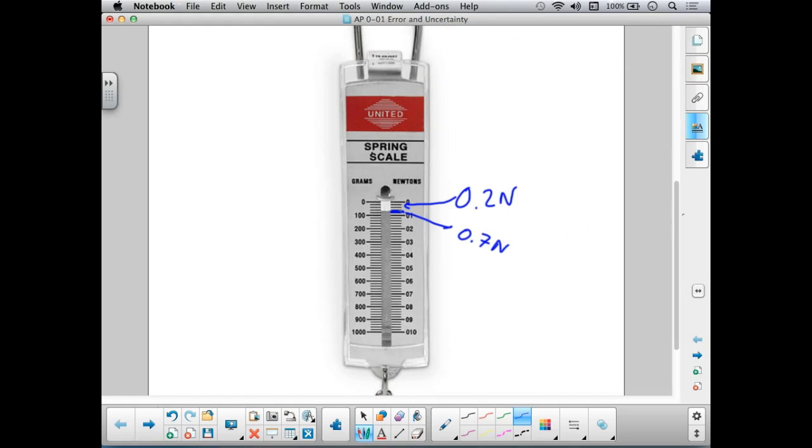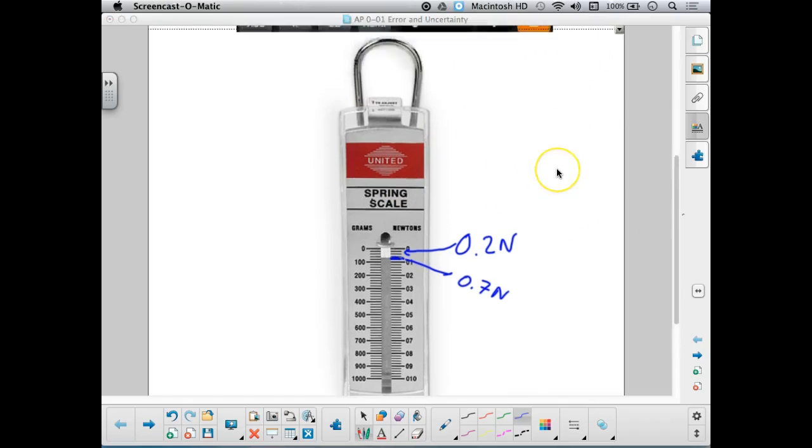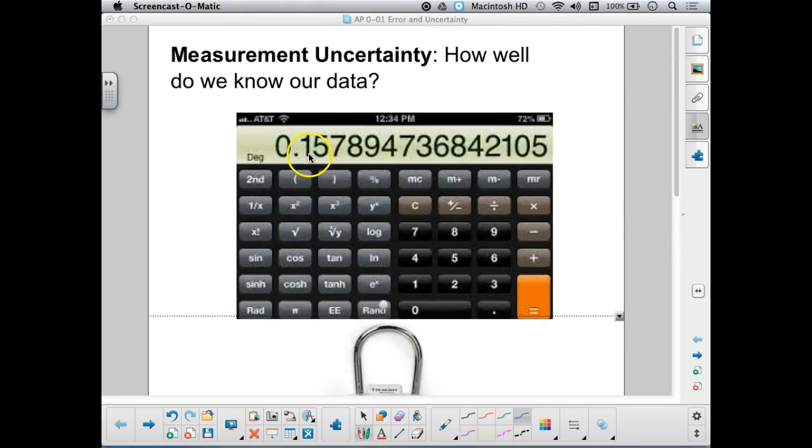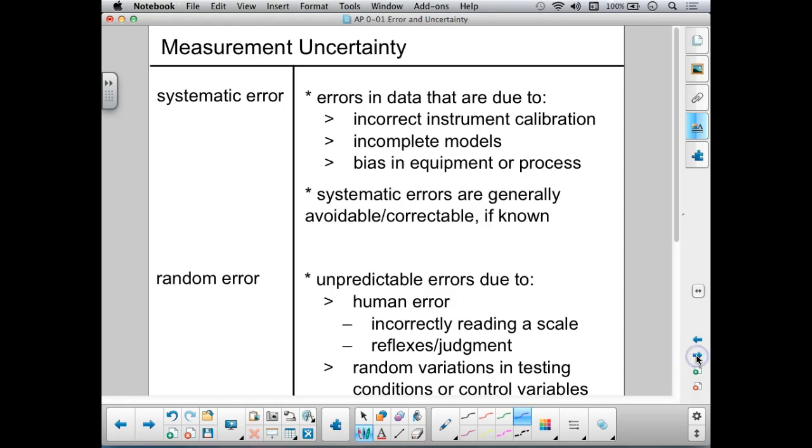So if I took this force value and then I did a calculation with it and ended up with this huge long decimal place, I cannot report that as a result because it's deceptive. I don't know the measurement to that level of precision. I really know it only to 1 decimal place. So let's get some rules for how this works.